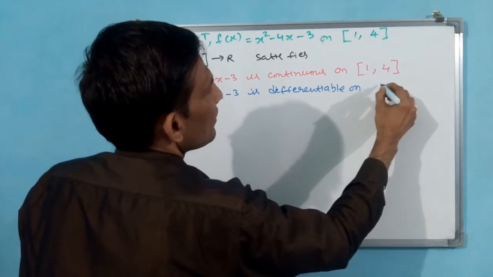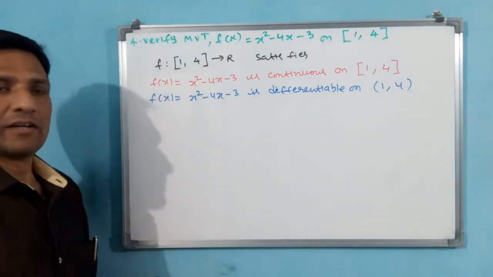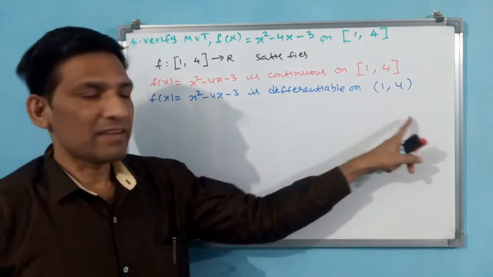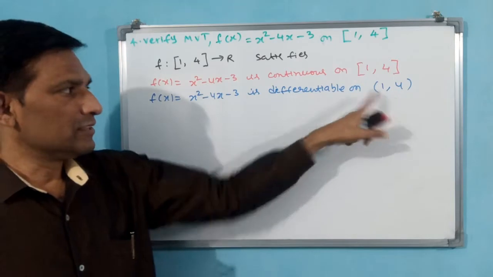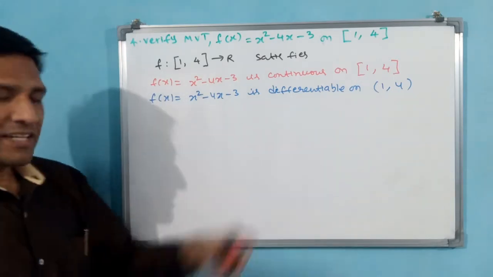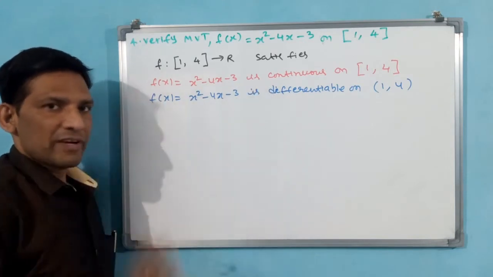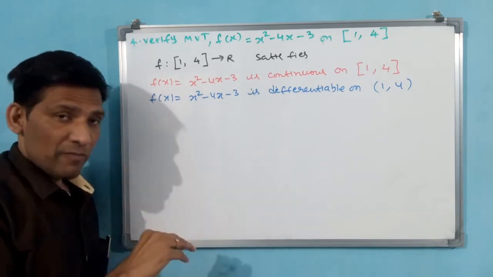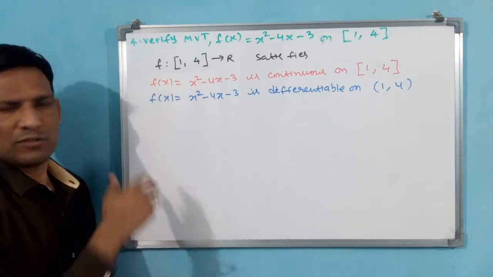Differentiable on the open interval (1, 4) and continuous on the closed interval. Whether it is correct? Definitely correct. Why? Because if it is not continuous, it is not differentiable. It is continuous. But even after being continuous, which function is normally not differentiable? The modulus function. This is not a modulus function.